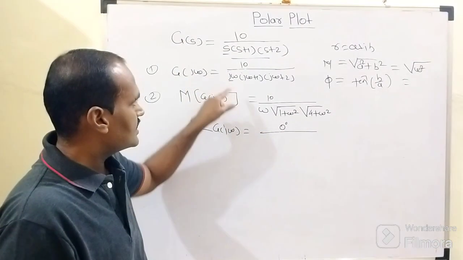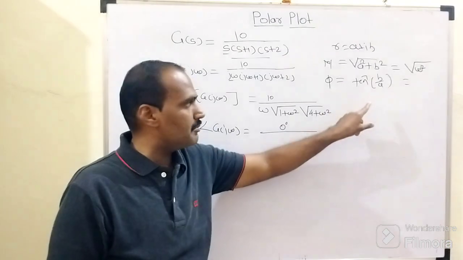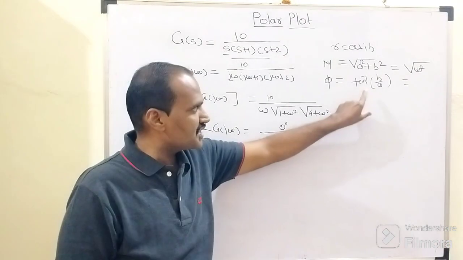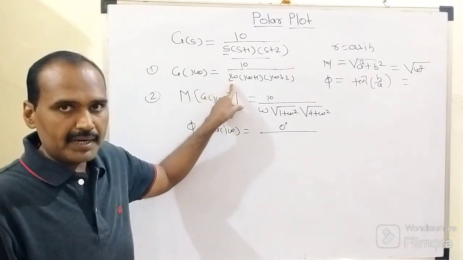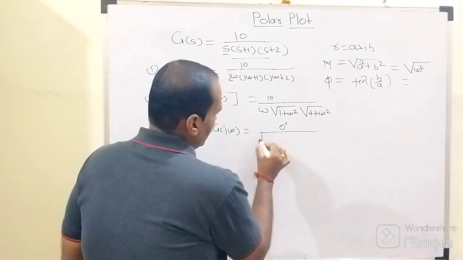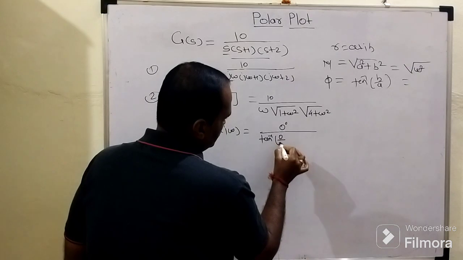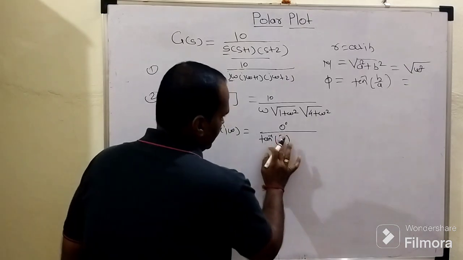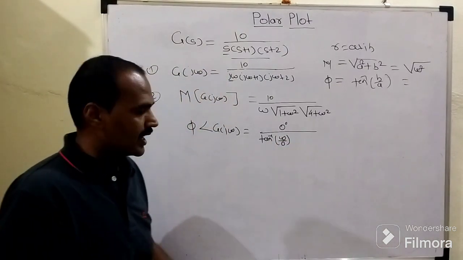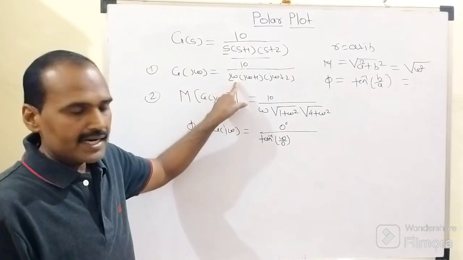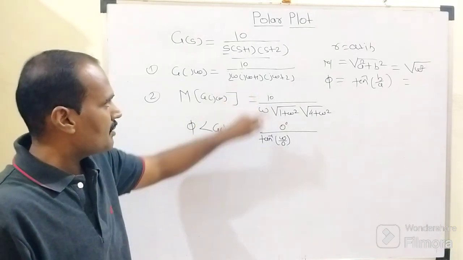As far as the denominator is concerned, the first term is nothing but 1 upon j omega. How is this phase angle to be tabulated? With the help of the trigonometric function tan inverse of its imaginary upon real part, right? We don't have any real part in this expression, so it will become tan inverse of imaginary upon real, that is tan inverse of omega by 0, where omega is nothing but its imaginary part. As far as the second factor is concerned, that is nothing but j omega plus 1.